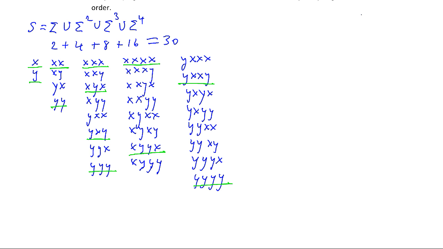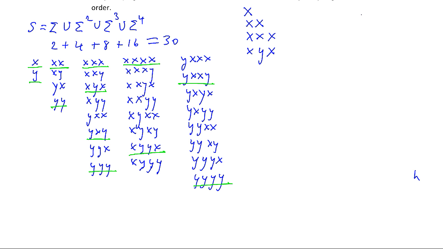The X section starts with X, and goes to XX, XXX, then goes to XXXX, and then goes to XY, XYX. How many do I have? Let's count them here. How many green ones do I have? 1, 2, 3, 4, 5, 6, 7, 8, 9, 10, 11, 12.